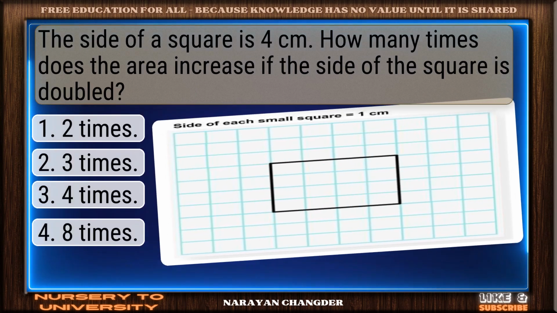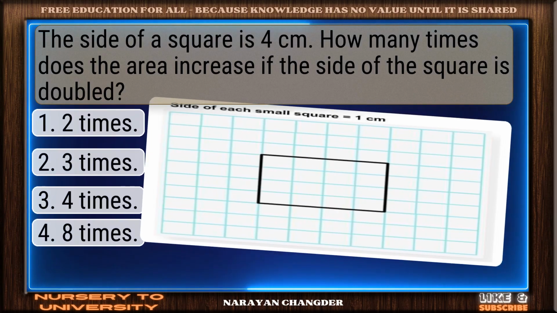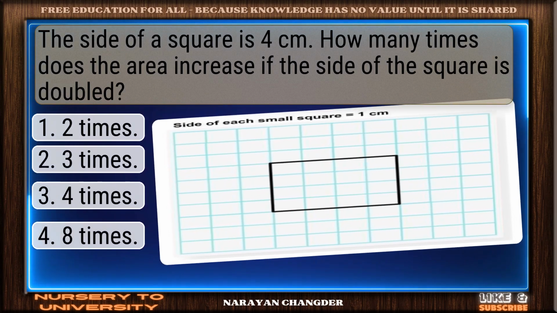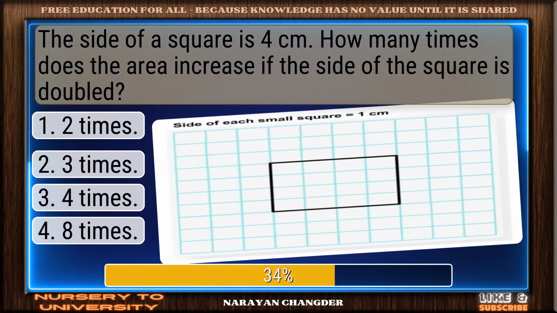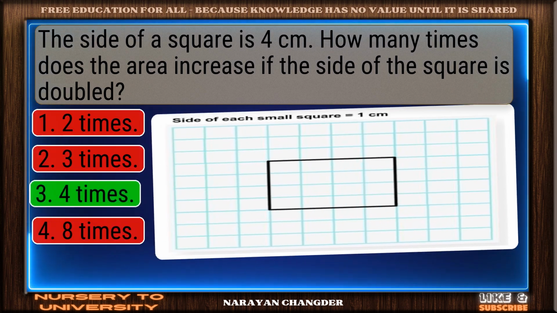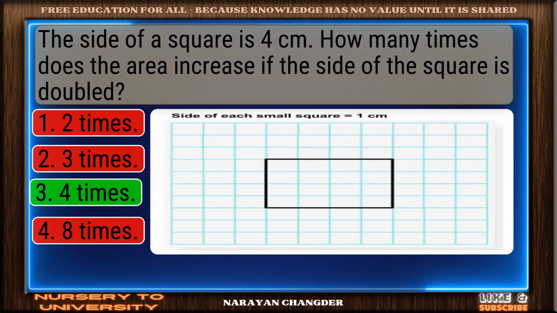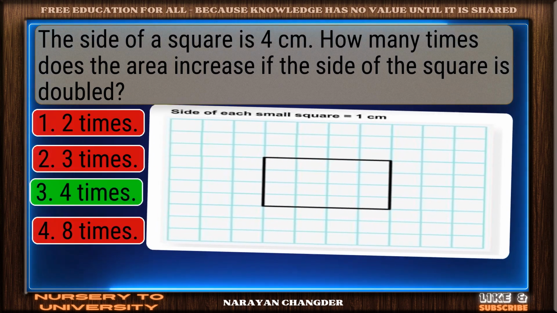The side of a square is 4 cm. How many times does the area increase if the side of the square is doubled? Good thinking. 4 times is the right answer.